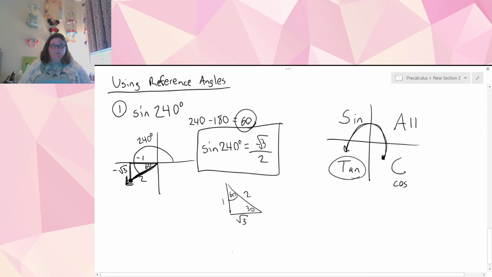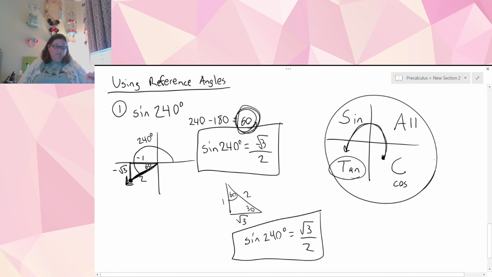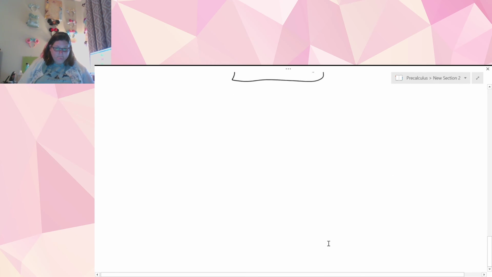And I circle the angle I'm trying to find, which is 60, because that's my reference angle. And I do opposite over hypotenuse, which is square root of 3 over 2. So that is how I use CAST, which I just showed you over here, and reference angles to calculate the value of any trig function. So let's look at another one.